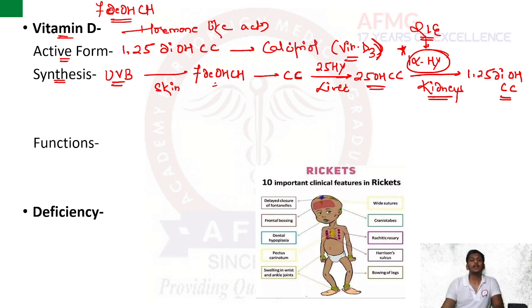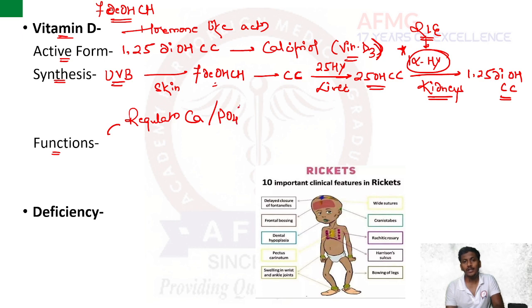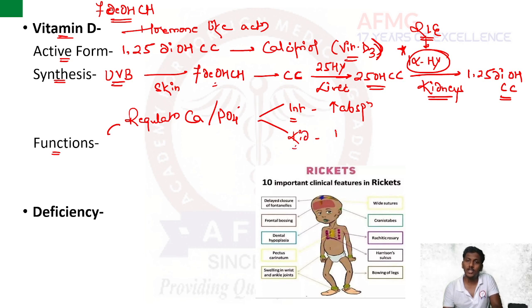Please remember this. Then if I talk about the functions of vitamin D, it has several major functions. First and the most important function is regulation of calcium and phosphate levels. As we know, vitamin D increases the serum calcium and serum phosphate levels, as it mainly acts at two places. In the intestine, it increases calcium and phosphate absorption, whereas in the kidneys it increases calcium and phosphate reabsorption from the tubules. These are the two places where vitamin D mainly acts.